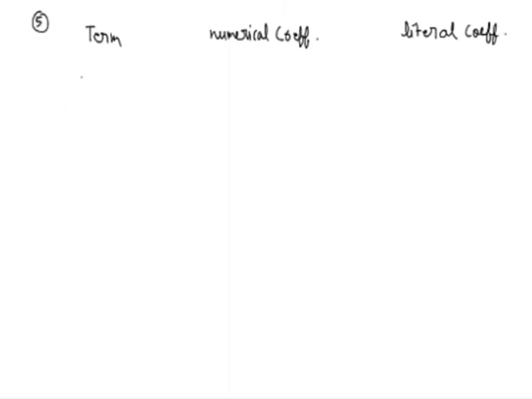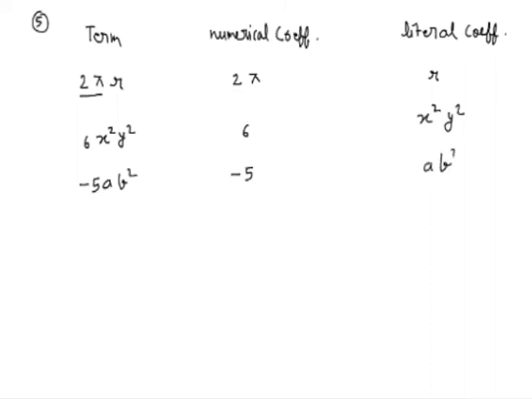So our first term is 2 pi r. This pi is a constant, it has a fixed value. So 2 pi is a numerical coefficient, and r is literal coefficient because value of r is not fixed. 6 x square y square. Here numerical coefficient is 6 and literals are x square and y square. In the same way, minus 5 a b square, numerical coefficient is minus 5 and literal is a b square.